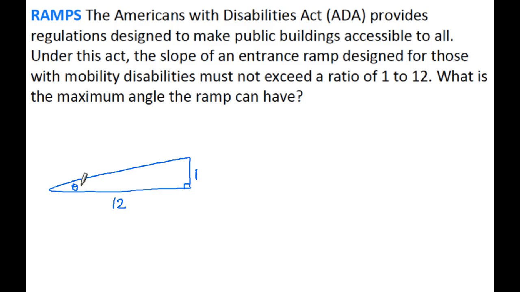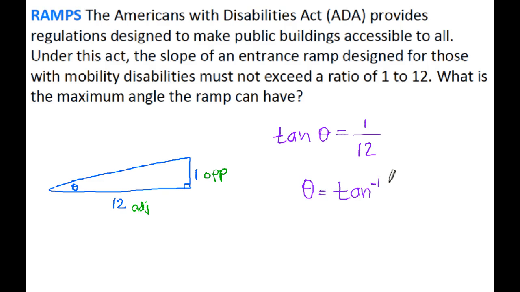So I'm going to go ahead and label my sides. Here's my opposite, because it's opposite my angle. This is my adjacent. And again, we're using tangent, because we have opposite and adjacent. So I have tangent of theta equals opposite over the adjacent. Now I'm solving for an angle, not a side, so that means I want to use the inverse trig function. So I'm going to take the inverse tangent of 1/12. I'm going to round to the nearest tenth, so that's 4.8 degrees. So that means the angle cannot be bigger than 4.8 degrees.